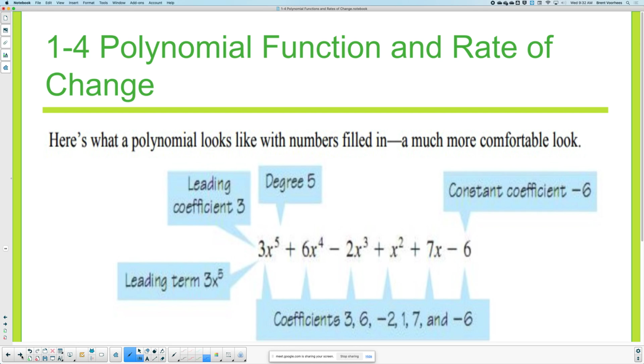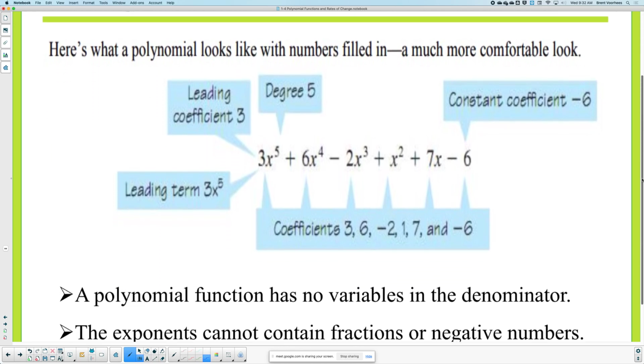All right, so here we go. Looking at this problem, I know it's written on your paper, just written there so you remember. What do we call this first term right here? The leading term. If I said, what's the leading coefficient, you would say 3. If I said, what's the degree, you would say 5. If I said, what's the constant of that polynomial, the answer is -6. That's the constant. You can read through that as well. There are some notes on there, but we're going to look at examples.